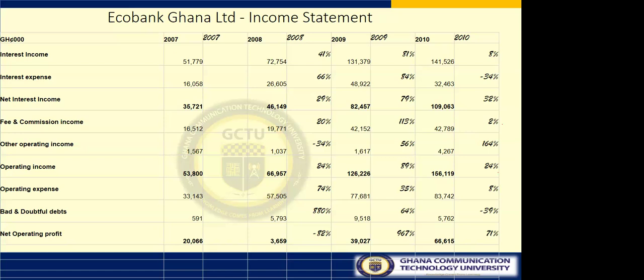For example, the interest income, okay, between 2007 and 2008, okay, is 41% increased. Then why has it increased by 41%? Right. So what goes into the interest income? When we say interest income, what does it mean? Interest income, can somebody tell us what interest income means?